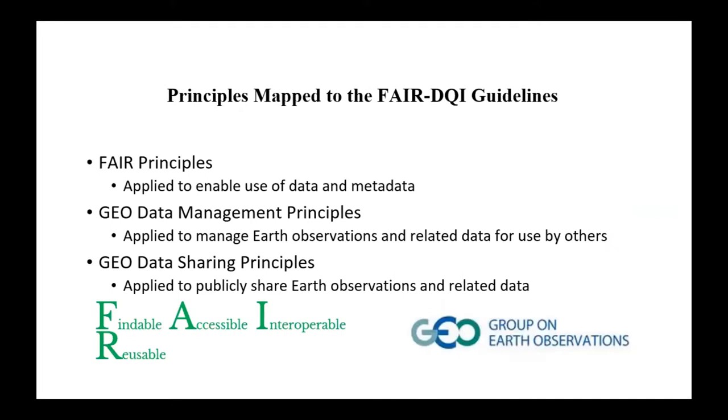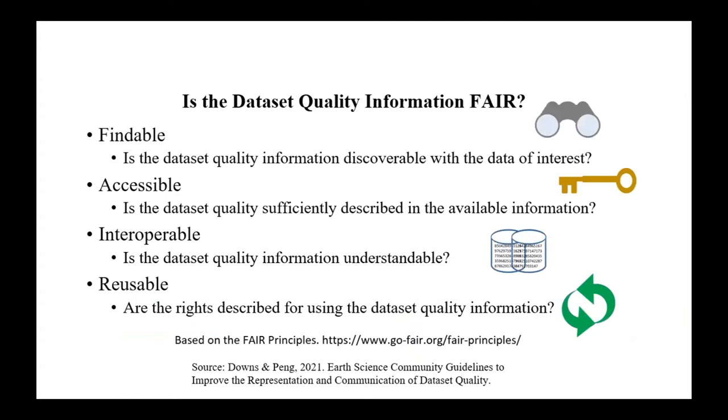So the principles that are being mapped to the FAIR DQI guidelines are the FAIR principles and the geodata management and the geodata sharing principles. And I'll just go over those briefly. The FAIR principles are to be findable, accessible, interoperable, and reusable. Next slide. And when we talk about that in terms of data set quality information, we're saying, is the data set quality information discoverable, for example? Or is that data set quality information sufficiently described so that information is accessible? Also, we could say in terms of interoperability, is the data set quality information understandable? And for reuse, are the rights described for using the data set quality information?